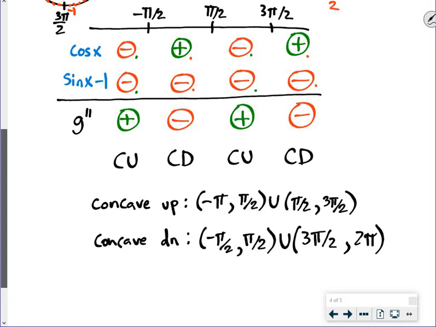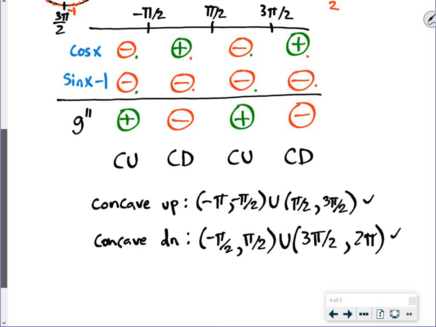Let's maybe just think about that for a sec, double check. Looks like I missed a sign here. So from negative pi to negative pi over 2, good. From pi over 2 to 3 pi over 2, that seems good. And then from negative pi over 2 to pi over 2, yep. And then from 3 pi over 2 to 2 pi.